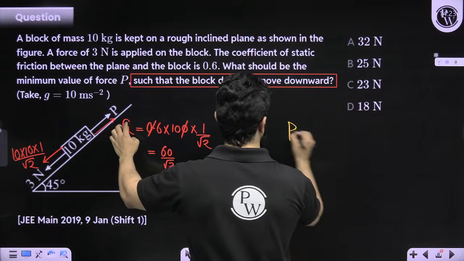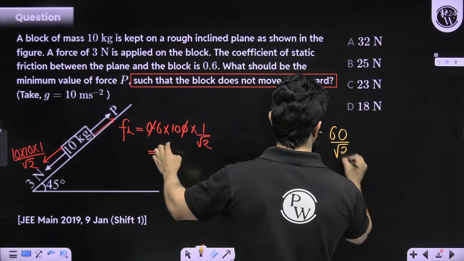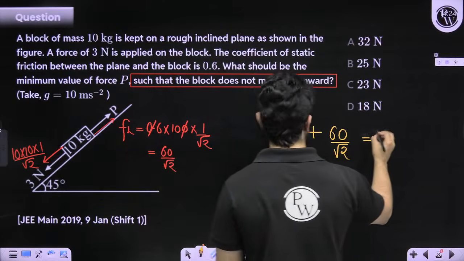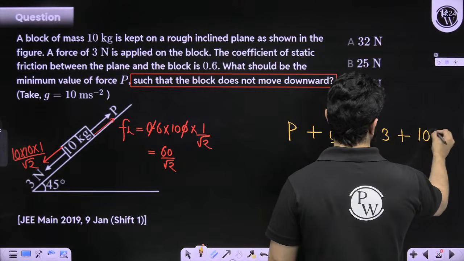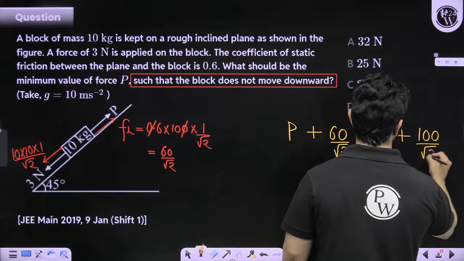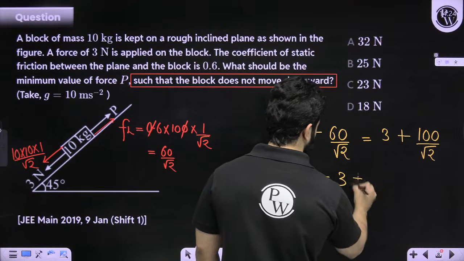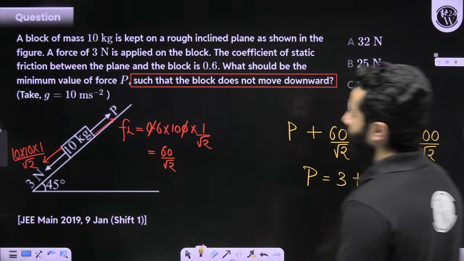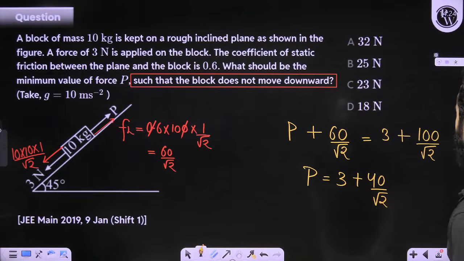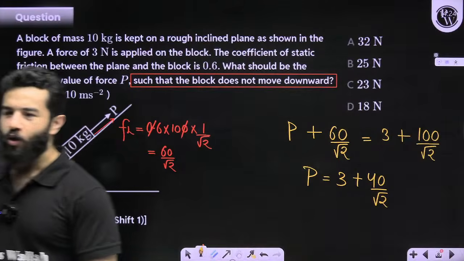That means force P plus 60 root 2 equals 3 Newton plus 100 root 2. That means P will be equal to 3 plus 40 root 2. Okay. Now find the value of this. With root 2 as 1.41, this is going to be around 32. What do you guys say?